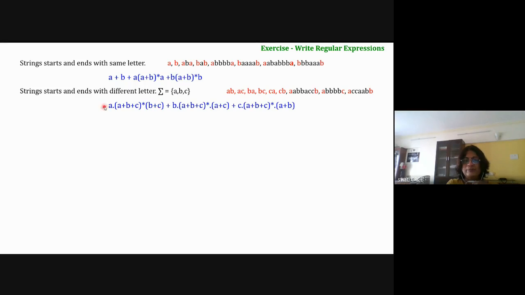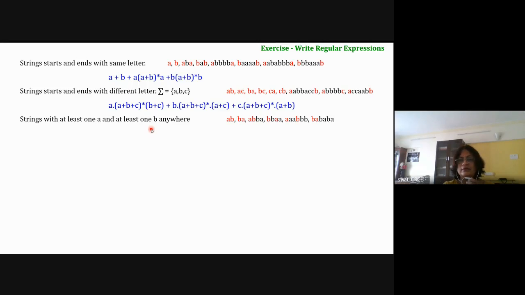So start with A, end with either B or C. Start with B, end with either A or C. Start with C, end with either A or B. Okay, and here there is no problem of exception conditions because the minimum string will be AB or AC. Here the minimum string will be BA or BC. So it is covering the other boundary condition also. So this is correct.